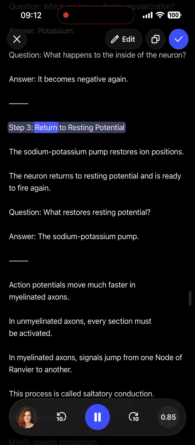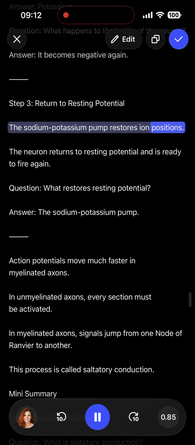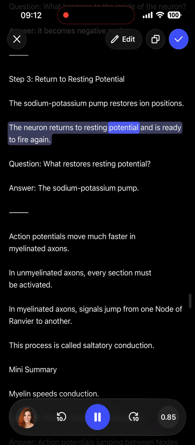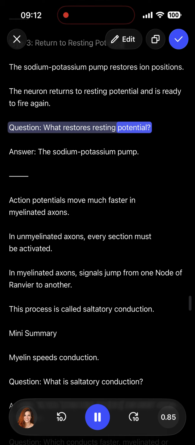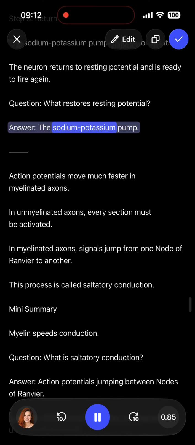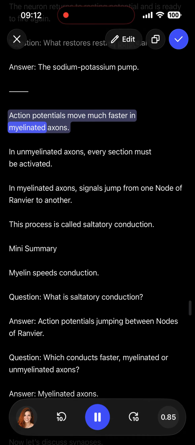Step 3, return to resting potential. The sodium-potassium pump restores ion positions. The neuron returns to resting potential and is ready to fire again. Question, what restores resting potential? Answer, the sodium-potassium pump.